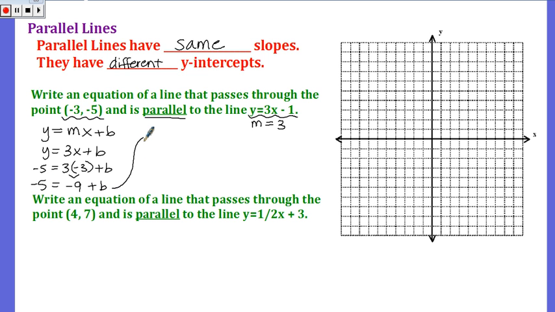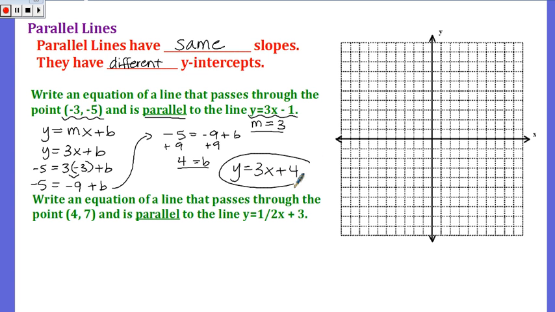Then I check for solving. So I have -5 equals -9 plus b. I would add 9 to both sides, and I end up getting b equals 4. So I would take this y-intercept and the slope that I know has to be the same as the other line, and write them in slope-intercept form. This equation is parallel to the given line because it goes through the point (-3, -5).